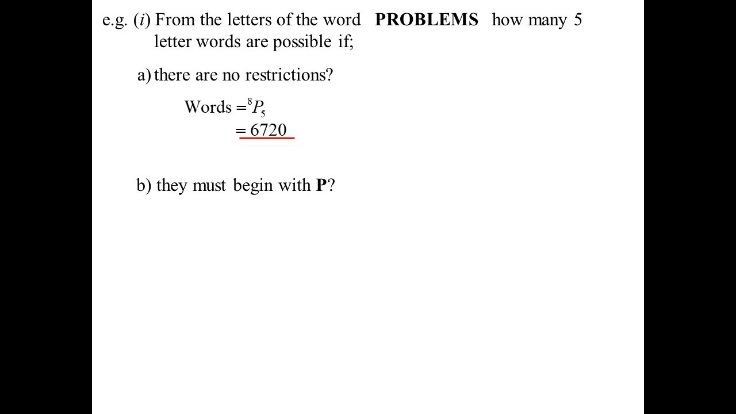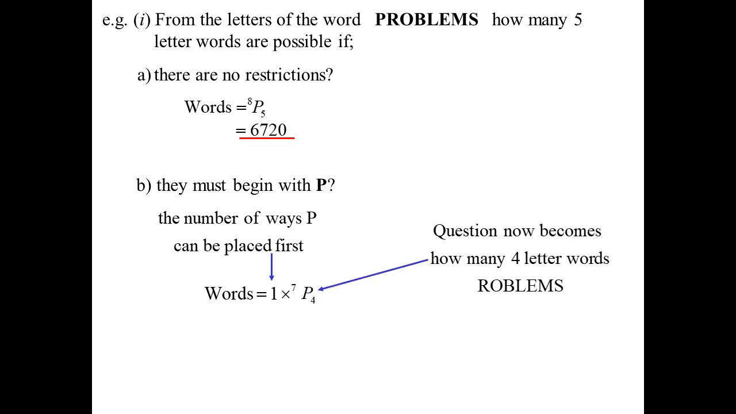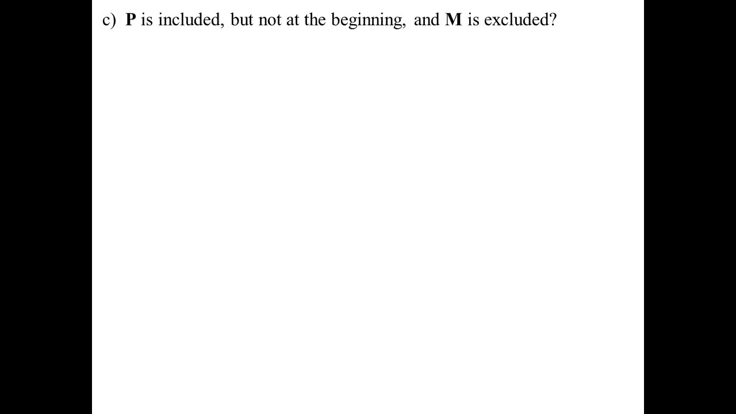So imagine you're writing the word. How many choices have I got for that first letter? Well, I've only got one. It's got to be P. P goes first. There it is. So what is my question now? It's now 7P4, because really it's now no different to saying how many 4-letter words can I create from Roblems? Because P's been used, it's gone. So I'm now creating words from Roblems. 7P4, 840.